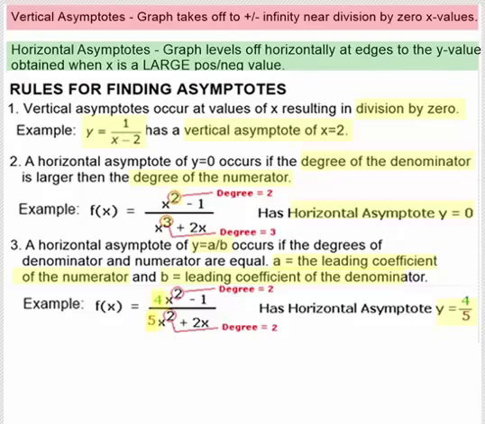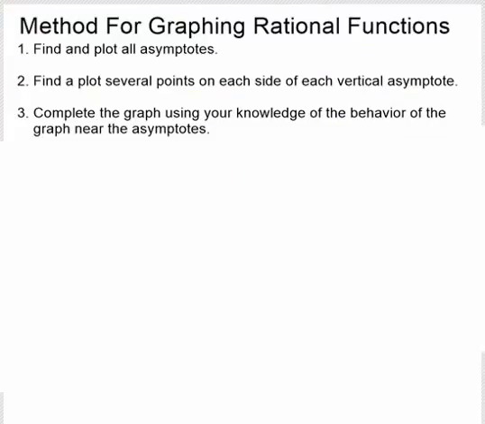And there's also a rule for a slant asymptote. We're not going to cover that right now. The slant asymptote occurs when the degree of the numerator is 1 greater than the degree of the denominator. At any rate, now we have a nice method for graphing. And here's the method for graphing. Number 1, find and plot all the asymptotes. Number 2, find and plot several points on each side of each vertical asymptote. And number 3, complete the graph using your knowledge of the behavior of the graph near the asymptotes.